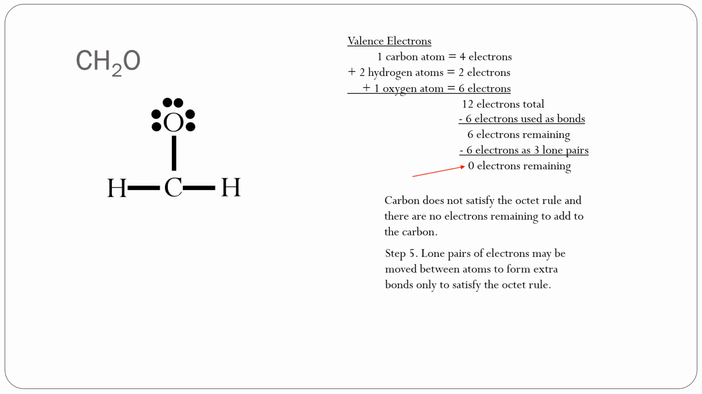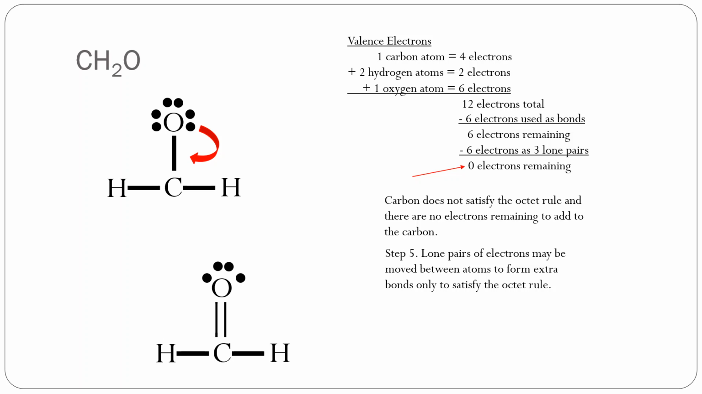Here we'll move to step 5. Lone pairs of electrons may be moved between atoms to form extra bonds, only to satisfy the octet rule. Here we are forced to move a pair of electrons from the oxygen in between the oxygen and carbon. This allows us to form the extra bond between carbon and oxygen. Notice that the new structure has the octet rule satisfied for both the carbon and the oxygen atoms.